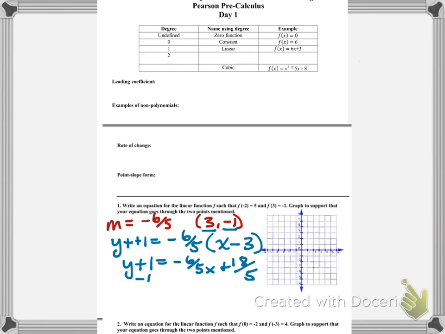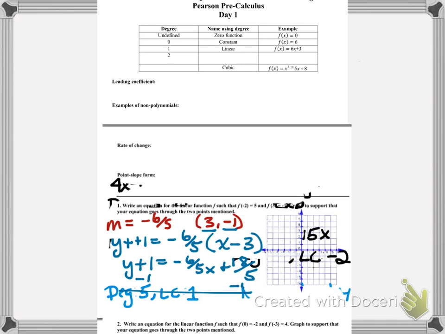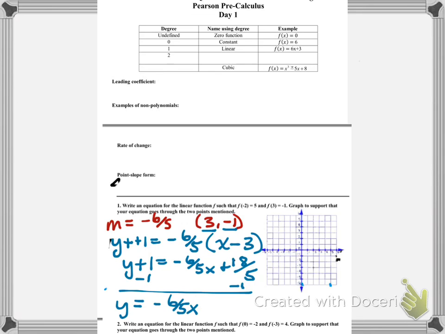Continuing on, I need to subtract 1, minus 1. My equation is going to be, I'm not sure what happened. So we have y equals negative 6/5 x plus, so I'm subtracting off 1. Writing 1 as a fraction in this case would be subtracting 5 over 5 to give this the same denominator. And that's going to give us 13/5. So that's our equation, and it wants us to graph.